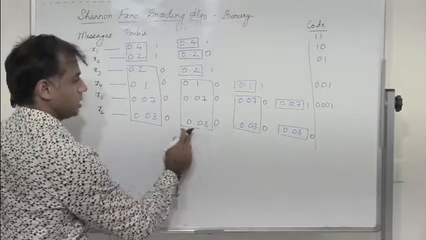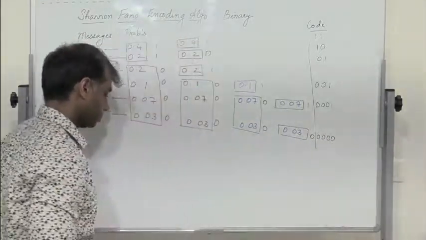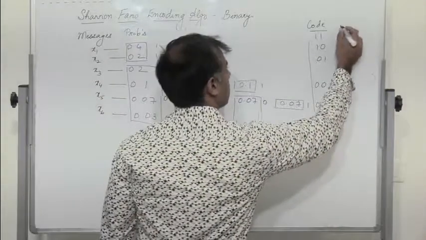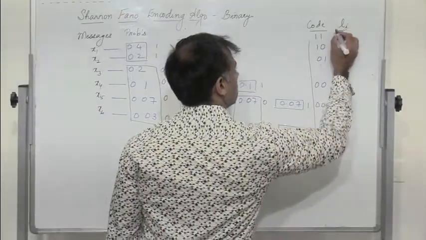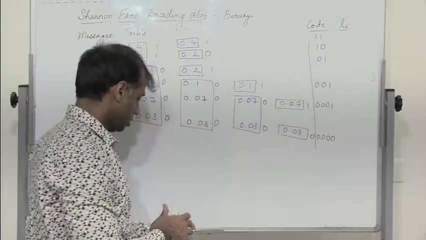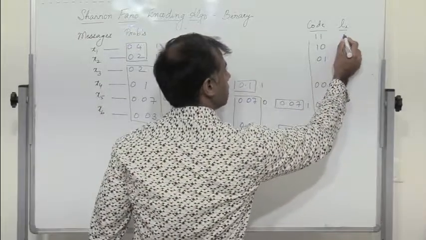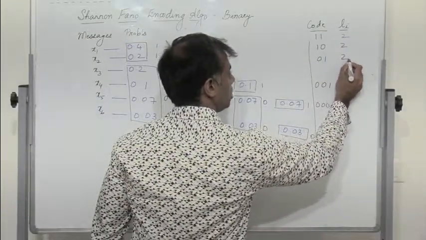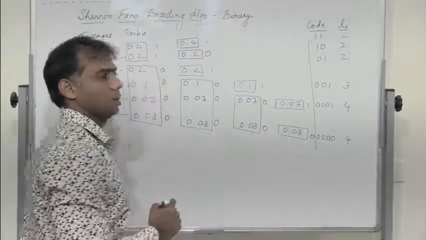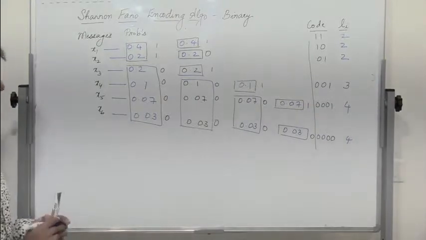And the code for x6 is 4 zeros. Okay, so now let us find the length of the code. What is the length of the code? The length of the first code is 2, since we have 2 bits. 2 here, 3, 4 and 4. Right, so we have the length of the bits. So this is the first process here.